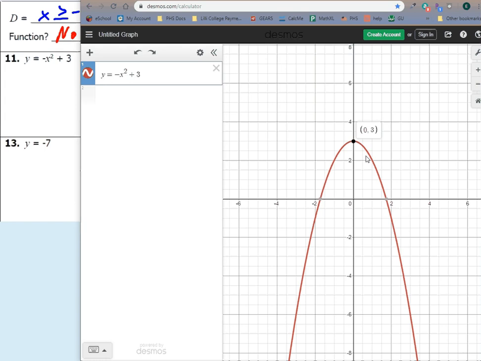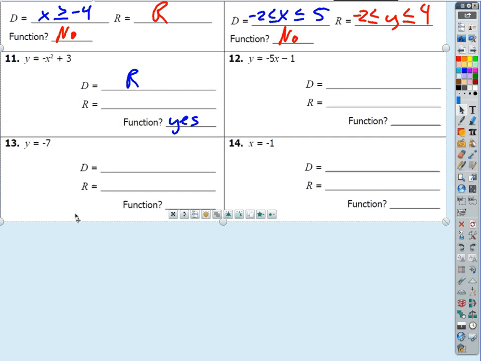So what is the maximum y value then? What's going to be the upper endpoint of my range? 3. There you go. And I'm going to go from 3 on down, right? So then I would just write my range as y is less than or equal to 3. Get the idea? Okay, good.